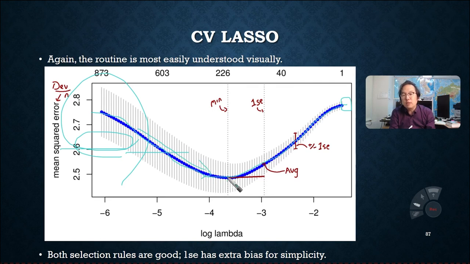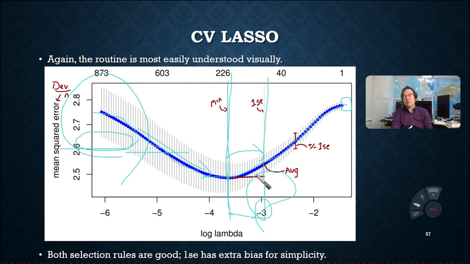What's the point of minimum MSE? That's this lambda with this line. And then one standard error away from it should be the more conservative choice. So that's the optimal point. Not at minus three, but somewhere over here. All right, so that's the argument over here.